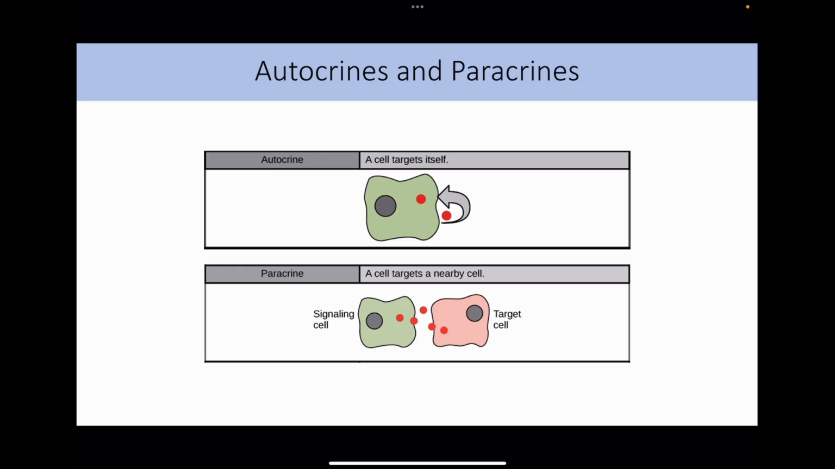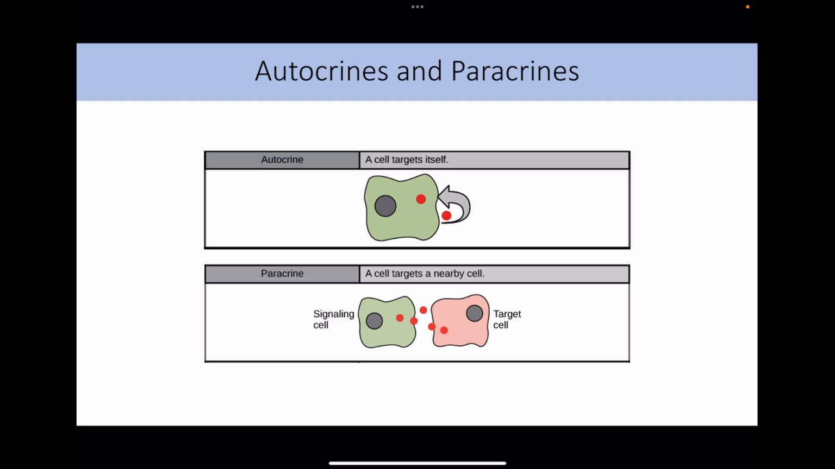All right, so before we get into the nitty-gritty of hormones, because we're going to spend a whole two lectures, or a lecture and a half now, on hormones, we're going to talk about a very similar chemical messenger that's not quite a hormone, but still gets discussed while we talk about hormones. So we have autocrine signaling and paracrine signaling. An autocrine is a chemical message that gets sent out by a cell and it targets that very same cell. So a cell targets itself.